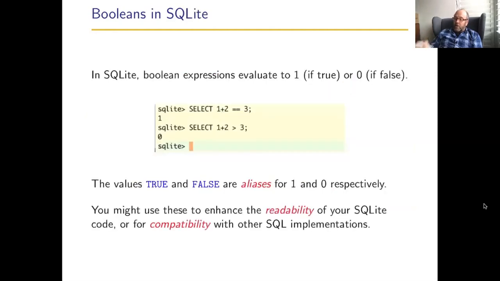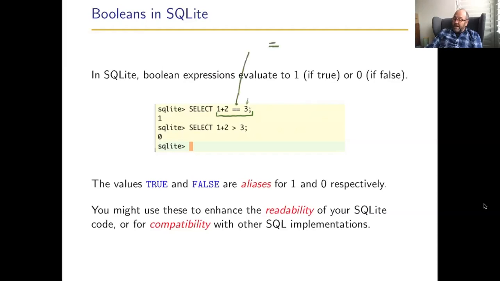Okay, so as I was saying, in SQLite, Boolean expressions simply evaluate to 1 if the expression is true, or 0 if it's false. Here's a couple of silly little things just to show you how you can access the value of these Boolean expressions. 1 plus 2 equals 3. That's a Boolean expression. It's going to calculate 1 plus 2, that's a 3, look at the value 3 on the other side, and ask whether the two are equal.